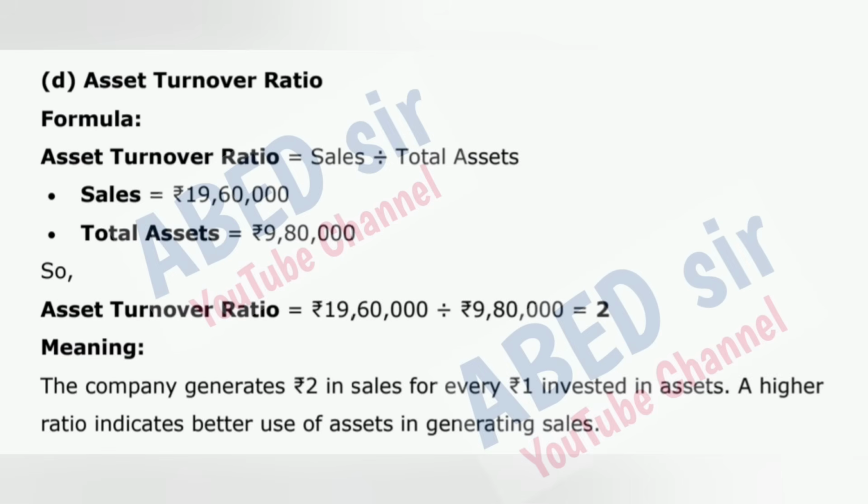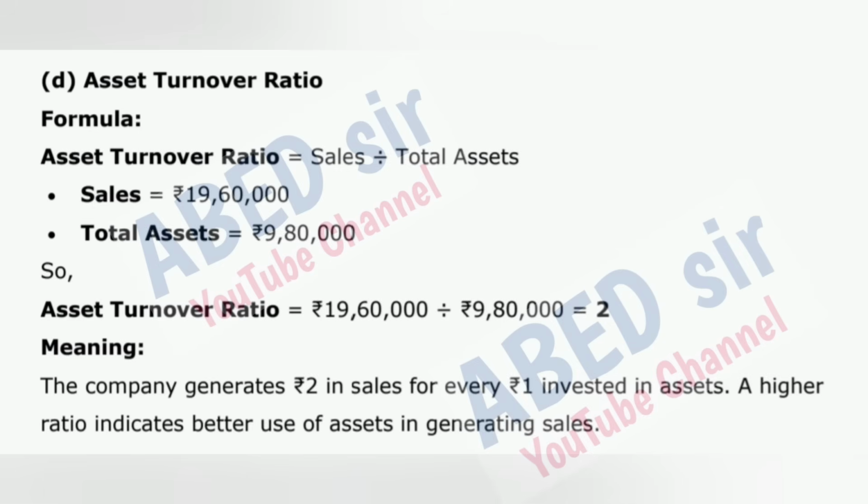D. Asset turnover ratio. Formula: asset turnover ratio is equal to sales divided by total assets. Sales is equal to 19,60,000 rupees. Total assets is equal to 9,80,000 rupees. So, asset turnover ratio is equal to 19,60,000 rupees divided by 9,80,000 rupees is equal to 2.